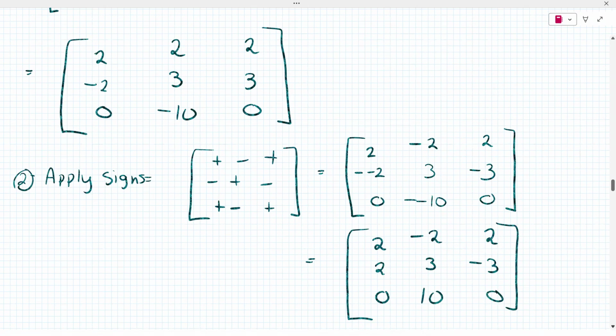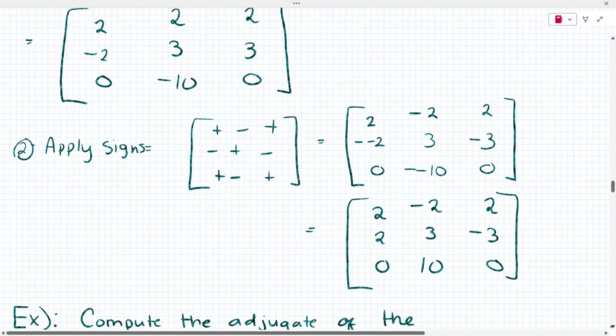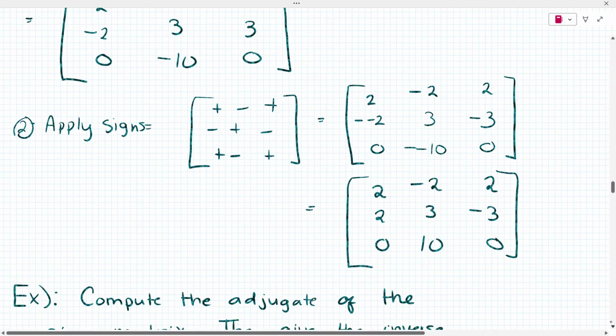And then step three, do the transpose. So what do I mean by transpose? Here, I'll explain. So step three, do the transpose.